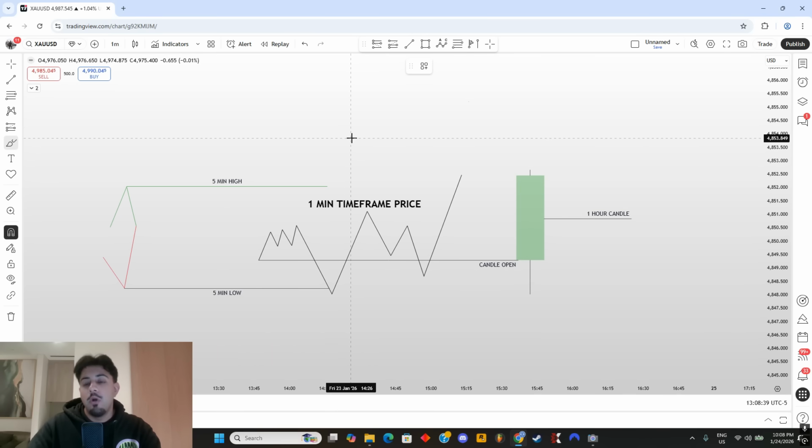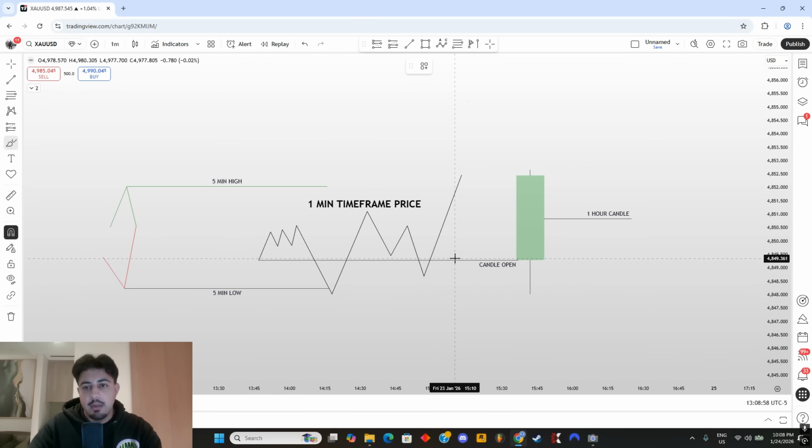Okay, so the very first thing that you have to do is, as soon as the new 1 hour candle opens, you have to mark out the open price of that candle. So over here you can see I have the open marked out. Now within this 1 hour candle, you need to see this type of behavior.